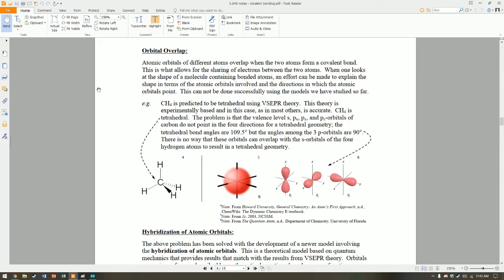Welcome back, everyone. So today we're going to be doing the last bit of topic 4/14, which is atomic orbital overlap. Atomic orbitals of different atoms overlap with each other. Essentially, orbitals overlap when you do covalent bonding, and they form these things called molecular orbitals. Now, we can actually derive some of these by ourselves, I suppose.